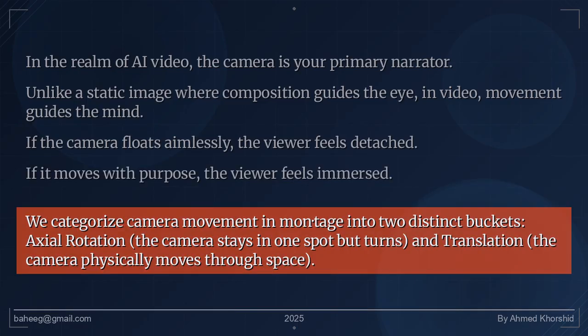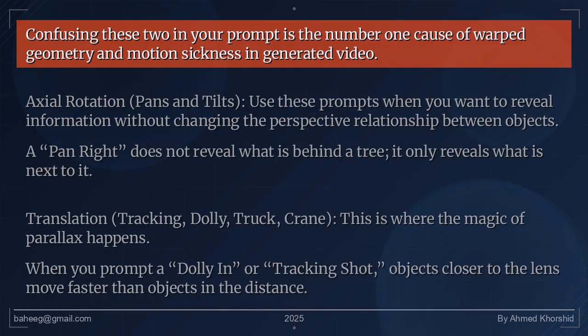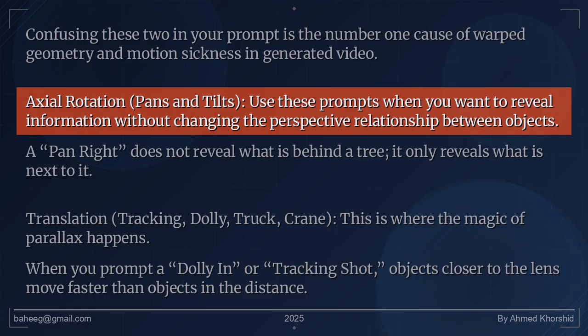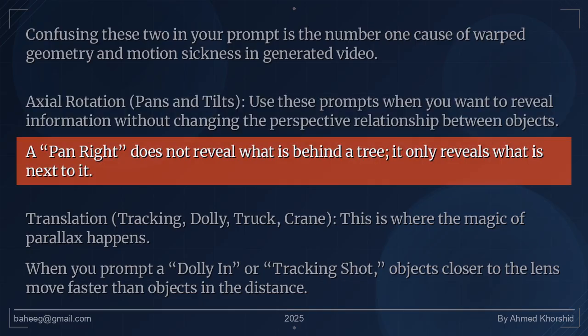We categorize camera movement in Montime's Tage into two distinct buckets: axial rotation, where the camera stays in one spot but turns, and translation, where the camera physically moves through space. Confusing these two in your prompt is the number one cause of warped geometry and motion sickness in generated video. Axial rotation, pans and tilts: use these prompts when you want to reveal information without changing the perspective relationship between objects. A pan right does not reveal what is behind a tree, it only reveals what is next to it.